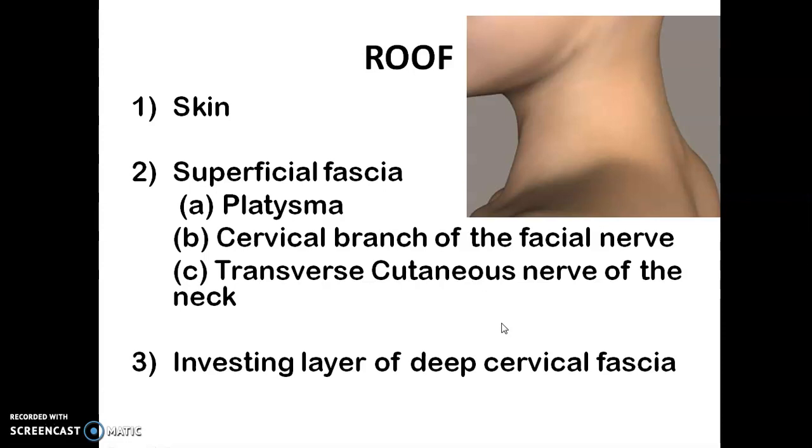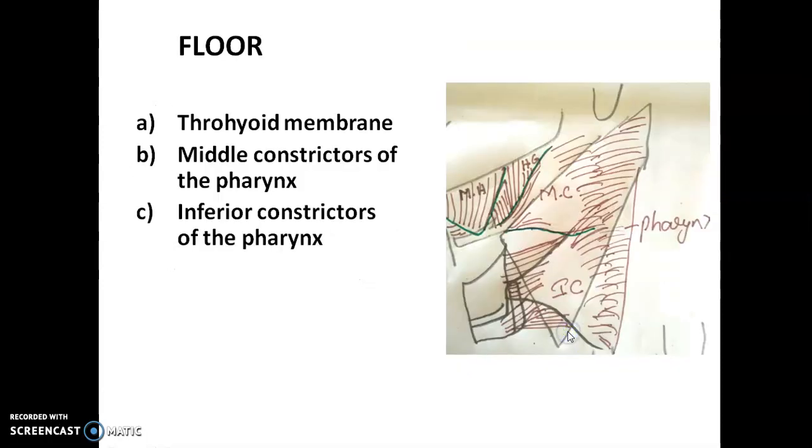Coming to the roof. The roof is formed by the skin and superficial fascia, in which one subcutaneous skeletal muscle is there, called platysma. The cervical branch of the facial nerve, which supplies the platysma, comes over here, and the transverse cutaneous nerve of the neck is also present in the superficial fascia. We can also see the investing layer of deep cervical fascia. It forms a tight sleeve around the neck. It's like a sleeve for the neck, the investing layer of deep cervical fascia.